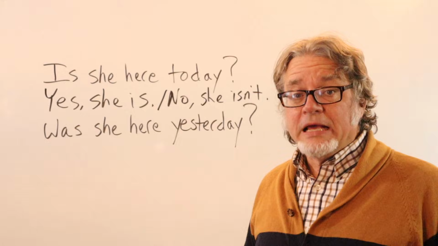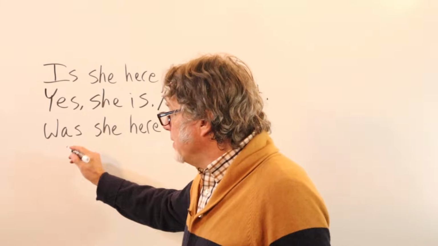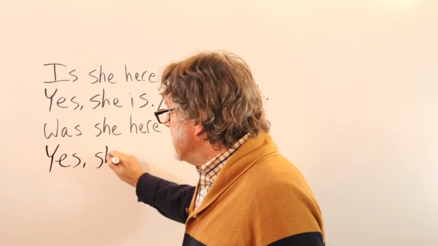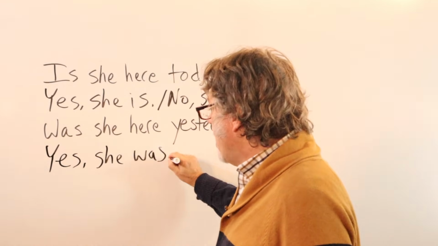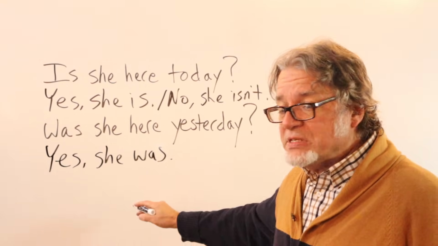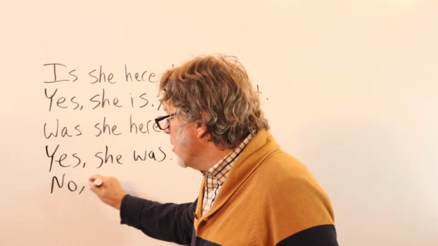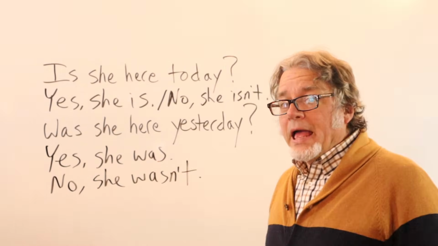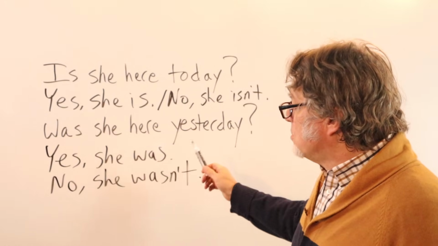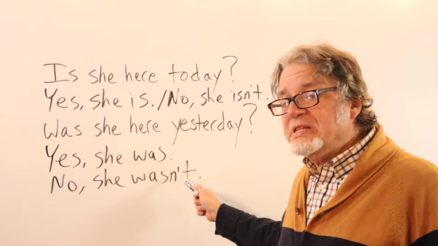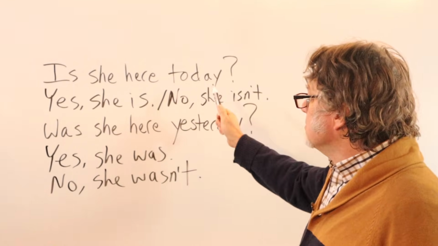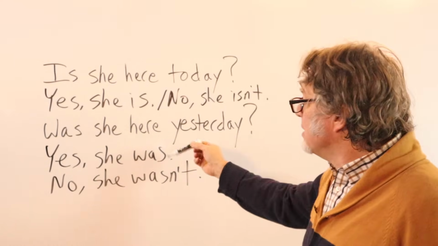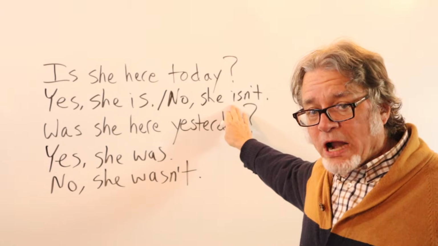Was she here yesterday? This is in the past tense. So the answer, yes, she was. Or if it's negative, no, she wasn't. As with the other example, you could say, no, she was not. Or, no, she is not. But often with short answers, most people use the contraction.